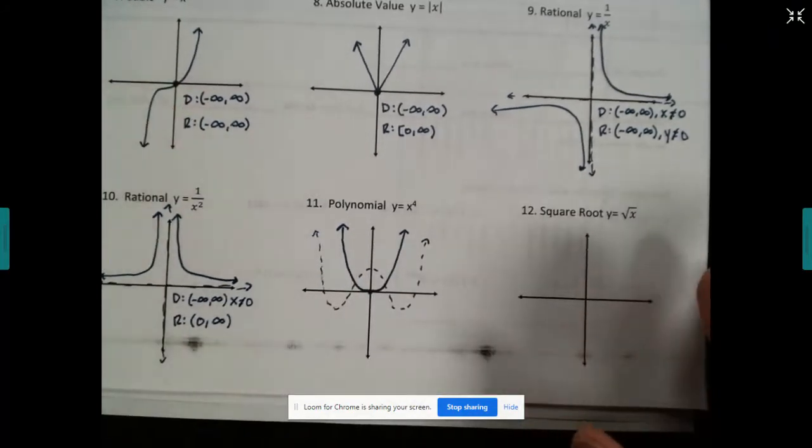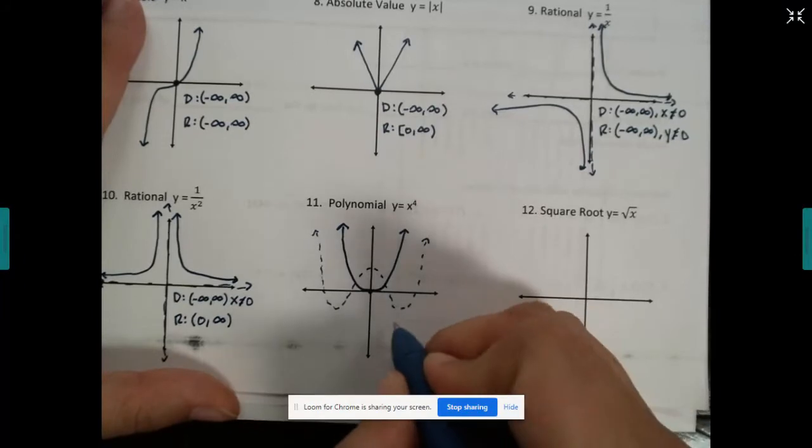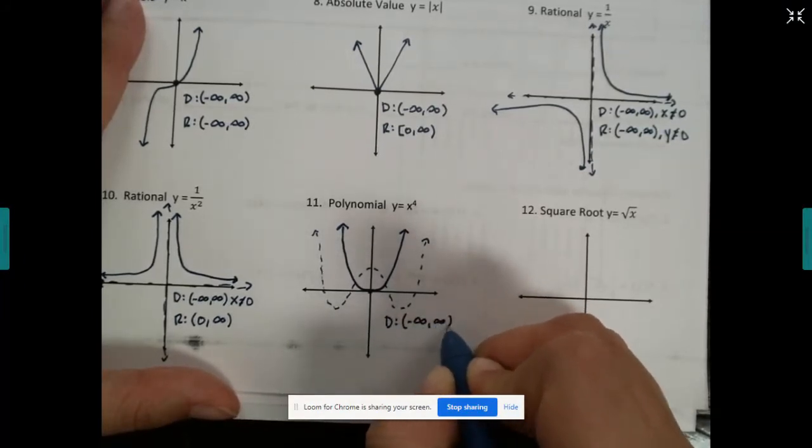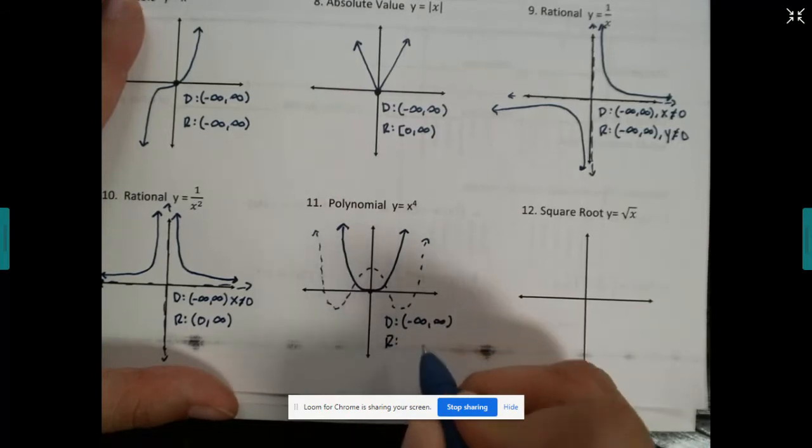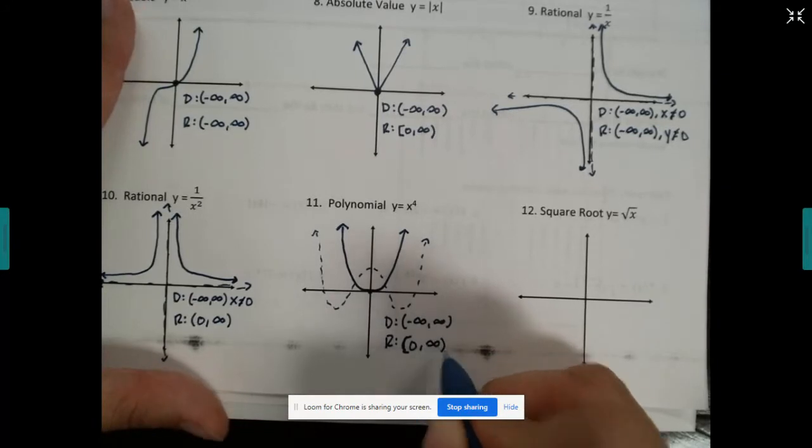But for our main one, the domain range is the same as the quadratic. So forever to the left and forever to the right. But then from 0 with a bracket to infinity.